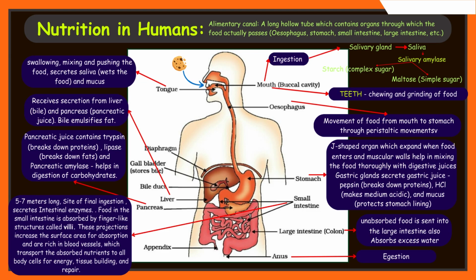The remaining undigested food passes into the large intestine, where most of the water is absorbed. The waste material is then stored in the rectum and finally removed from the body through the anus. This final removal of waste from the body is called egestion. In this way, the human body carefully manages the complete journey of food from intake to digestion, absorption, and finally elimination of waste, ensuring that it gets all the nutrients it needs to survive and stay healthy.